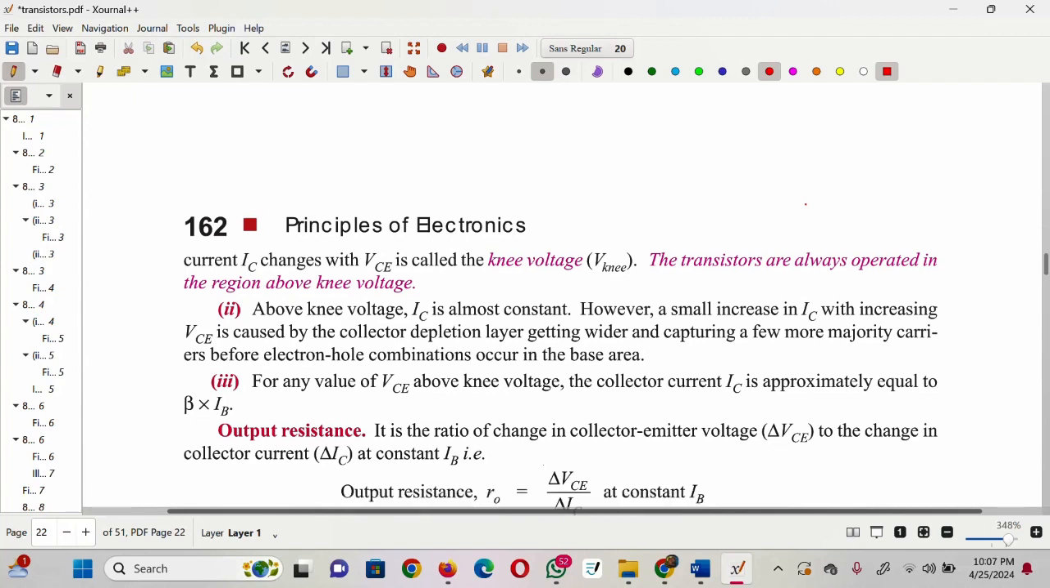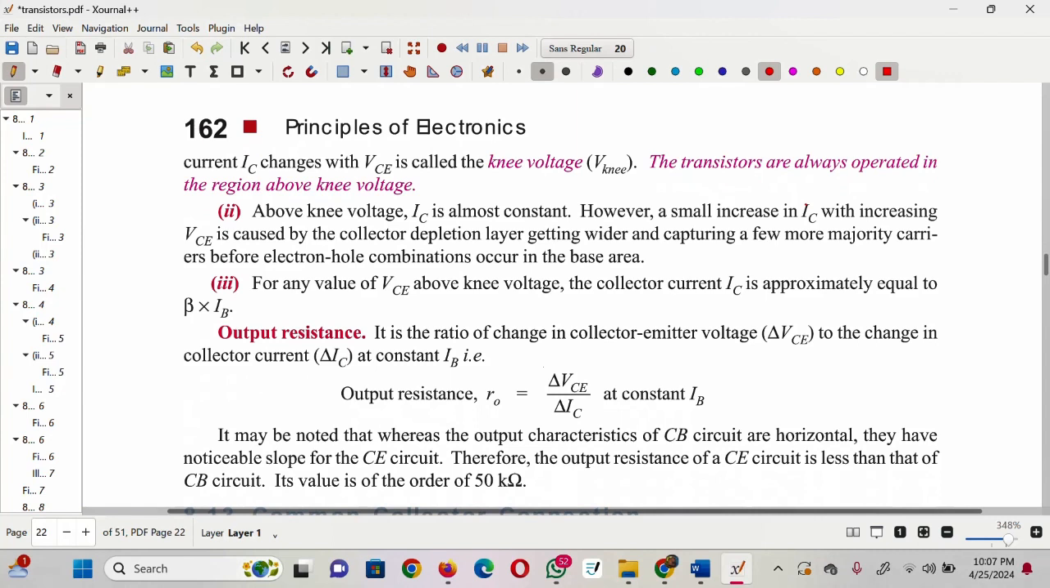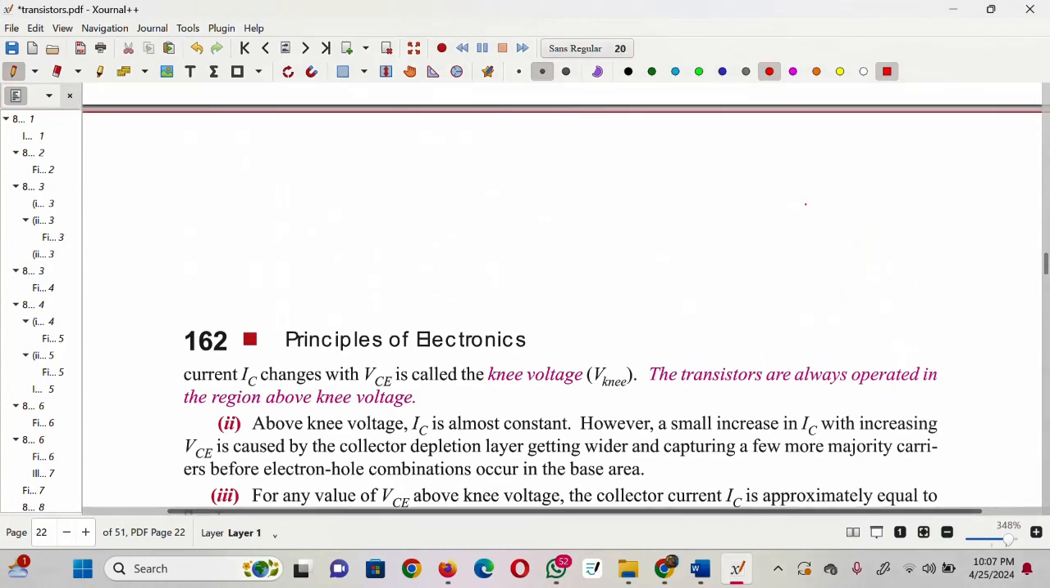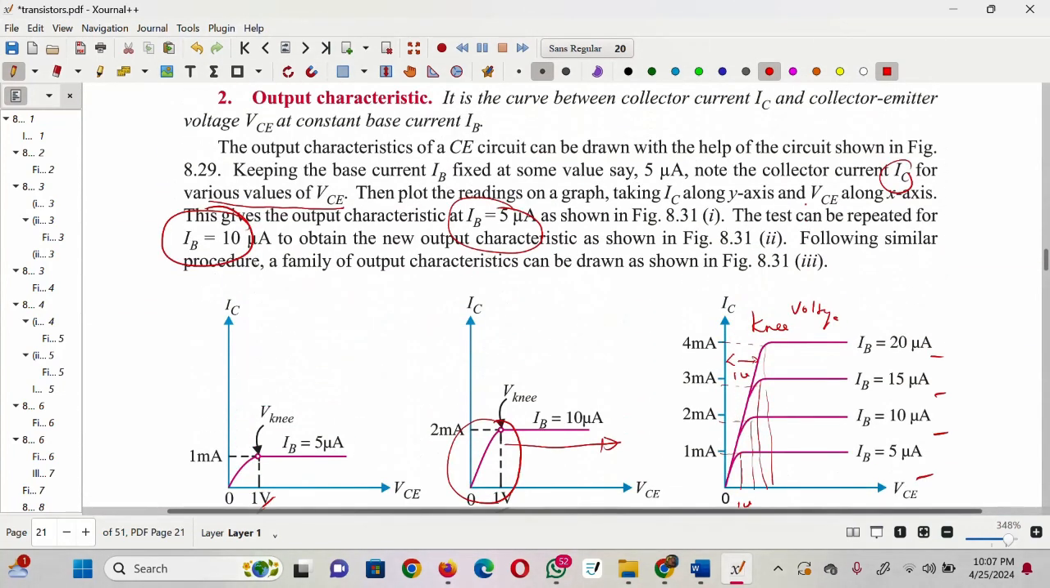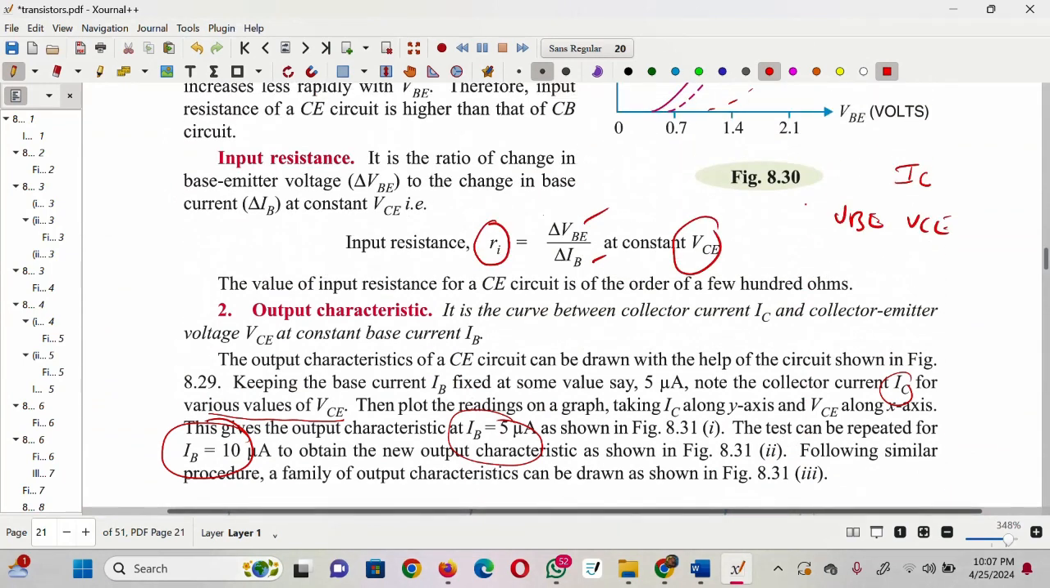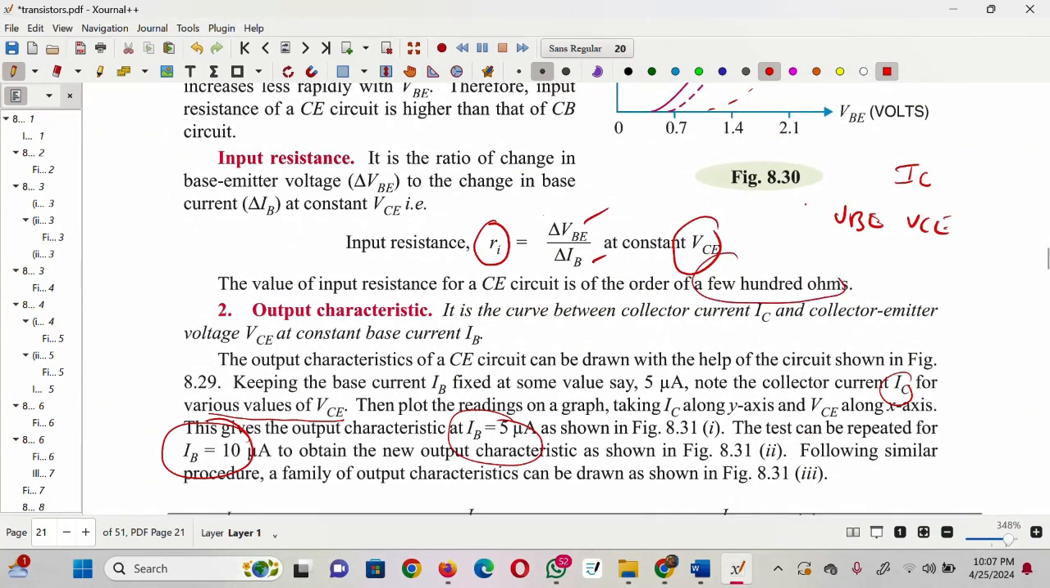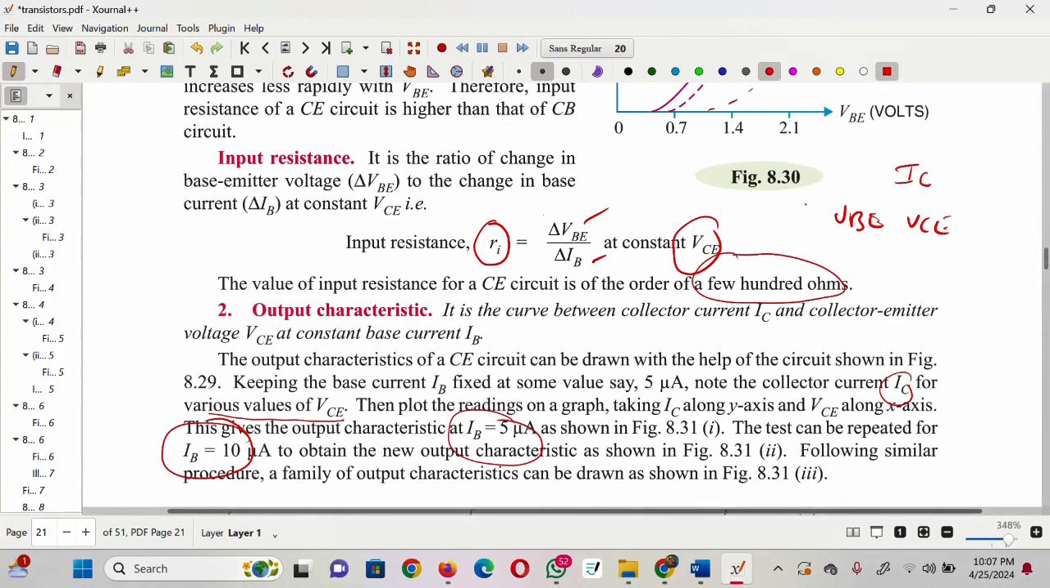How do we calculate the output resistance? Output resistance is R0 equals del VCE by del IC. The output resistance is in the order of 50 kilo ohms. All these values are very important. The input resistance is a few hundred ohms. So the input resistance value, output resistance value, knee voltage, input characteristics curve and output characteristics curve are very important for your examination.